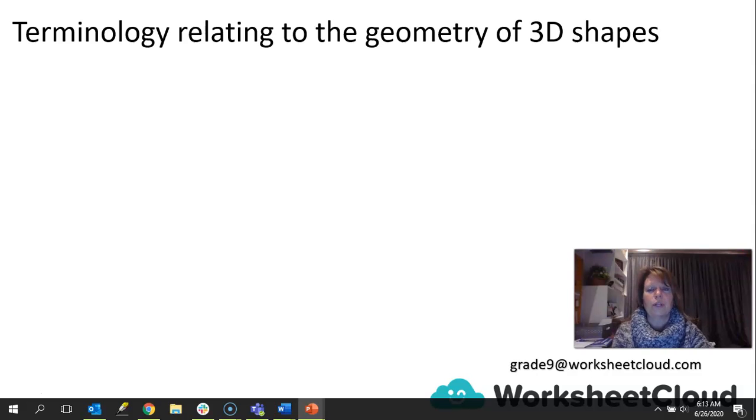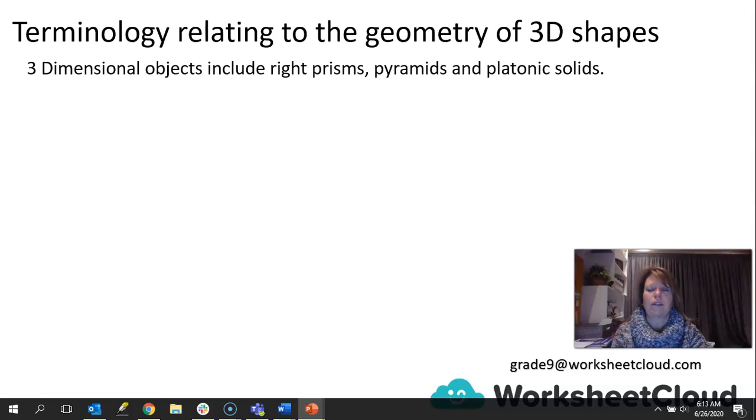Okay, so first of all, we're going to look at terminology relating to the geometry of 3D shapes. This may be new to you, but you may have touched on this last year in grade 8. Let's have a look. So three-dimensional objects include right prisms, pyramids, and platonic solids. So let's go through what those actually mean.